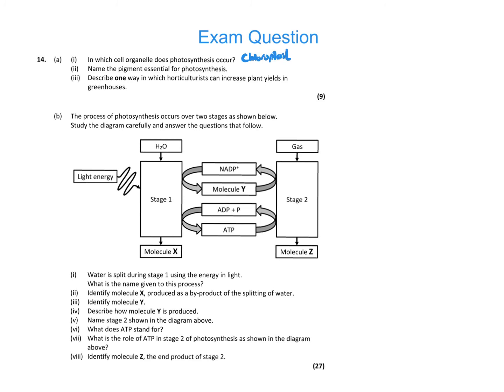Name the pigment essential for photosynthesis. So that's the dye. We have our chlorophyll. And describe one way in which horticulturists can increase plant yields in greenhouses.